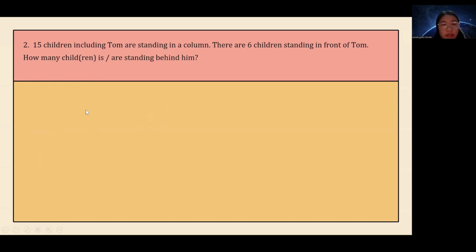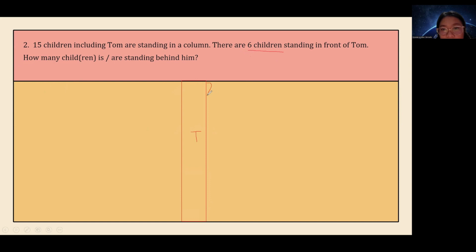Next, number 2. 15 children, including Tom, are standing in a column. There are 6 children standing in front of Tom. How many children are standing behind him? Okay, so we know that they are in a column, or they are in a line. Let's see, this is the line, and Tom is somewhere here. So this is Tom, and we know from the problem there are 6 children in front of him.